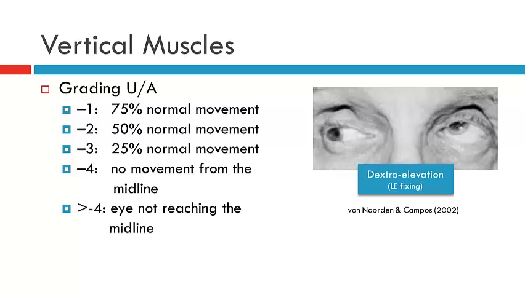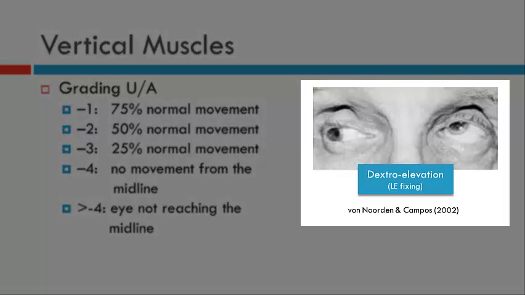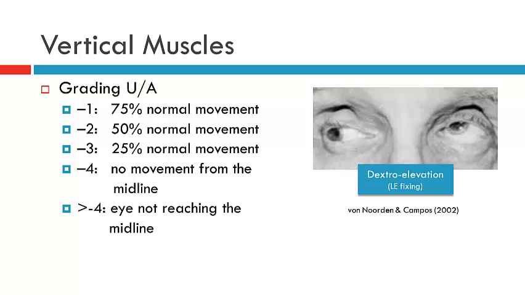So with grading of underactions, it's the same as how we grade the horizontal muscles, looking at a percentage of normal movement. If we have a look at the example here to the right, this patient is looking into dextroelevation and fixing with their left eye. And what we can see is that this eye is not elevating. It's come to midline or just under midline and cannot actually elevate. And so here we can see in that diagnostic position that superior rectus is not elevating the eye.